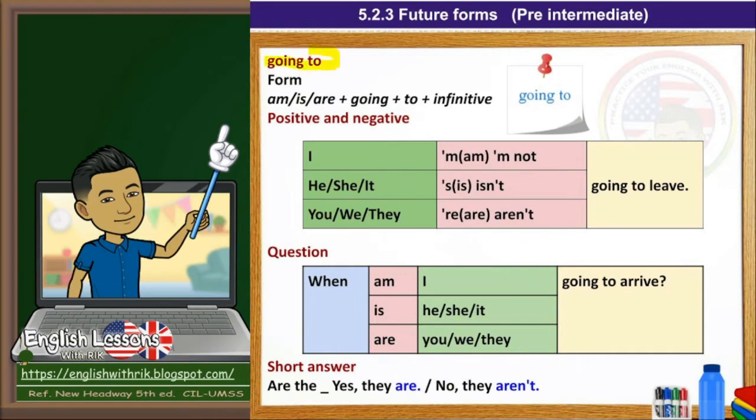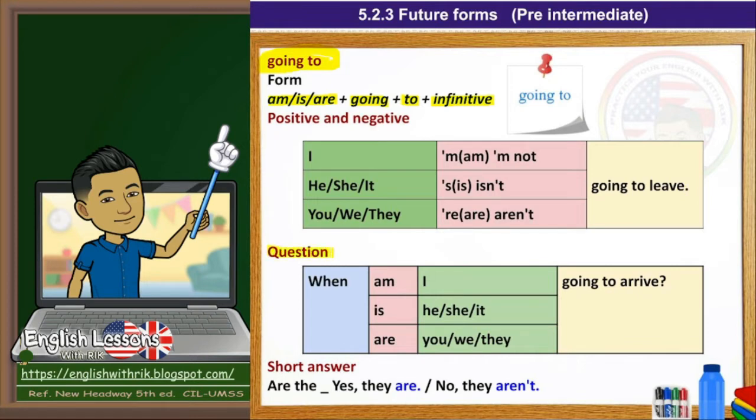Going to. Form. We use am, is, or are in the positive or negative, plus going to, plus the infinitive. Positive and negative. I'm going to leave. I'm not going to leave. He's going to leave. She isn't going to leave. We're going to leave. They aren't going to leave.